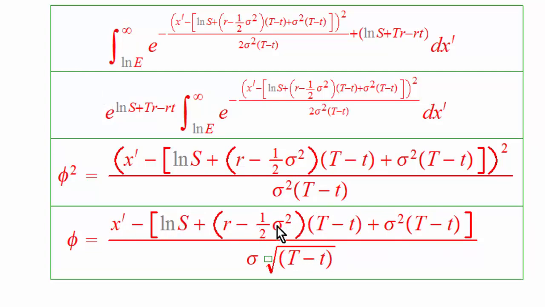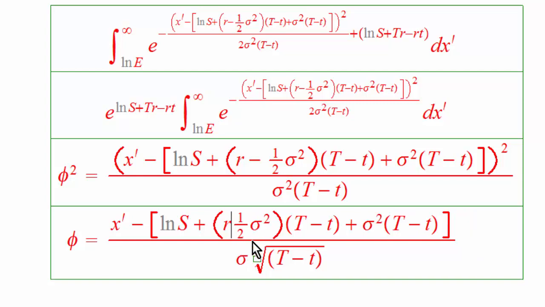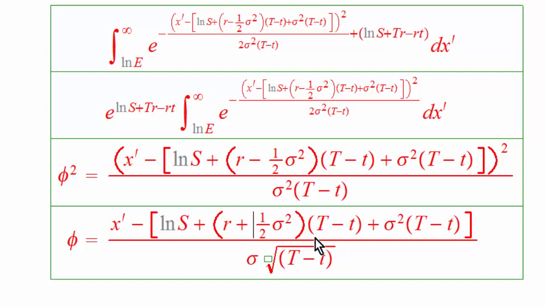Notice that if I were to expand this here, I've got minus 1/2 sigma squared t minus t and plus 1/2. This piece combines with this piece to make that a plus.